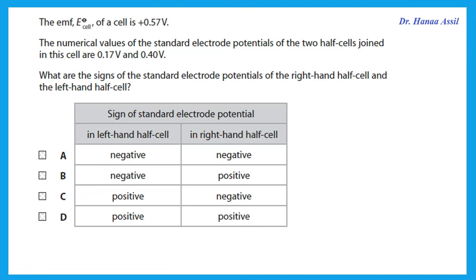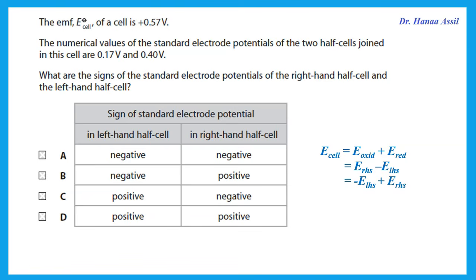So, for example, this question: the EMF of a cell is plus 0.57. The numerical values of the standard electrode potentials of the two half cells are 0.17 and 0.40, but we're not told whether it's plus or minus. What are the signs of the standard electrode potentials of the right hand half cell and the left hand half cell? So I want the total to be plus 0.57. So how can I make the total plus 0.57?